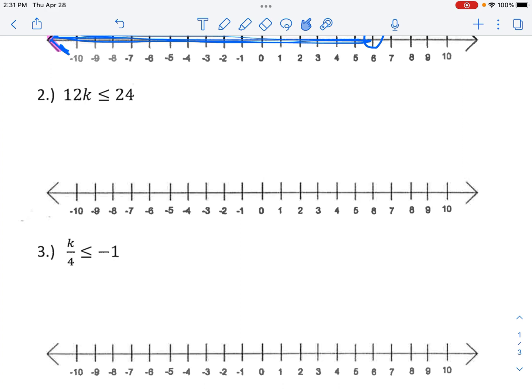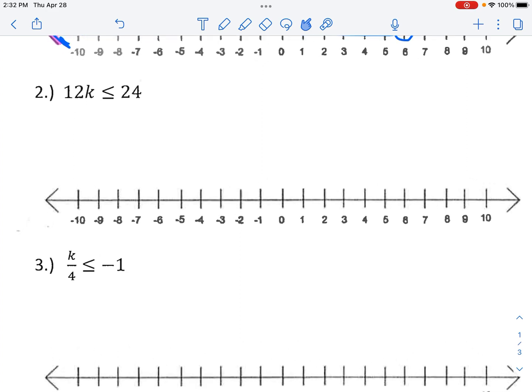Number 2, 12 times what is less than or equal to 24? Is the variable on the left? Yes. Draw your mirror. 12k means 12 times k. That's multiplication. The opposite of multiplying is dividing. To show division, we draw a fraction bar. So we're going to divide both sides by 12.